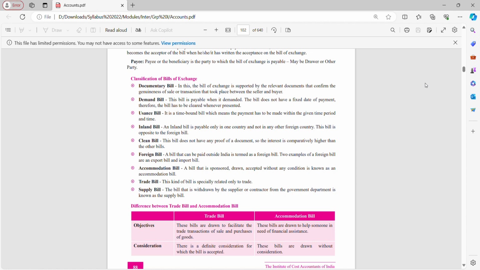Accommodation bill. A bill that is sponsored, drawn, accepted without any condition is known as accommodation bill. So a bill that is sponsored, drawn, accepted without any condition, nothing, that is accommodation bill. A quick read, I'll take a pause.